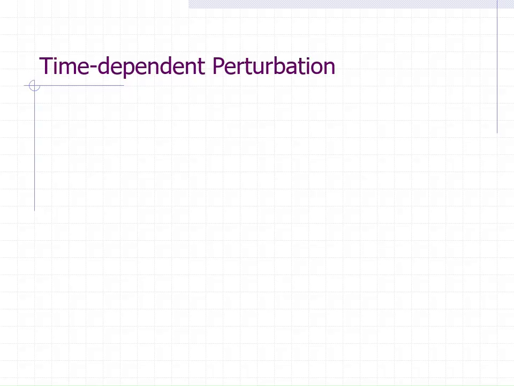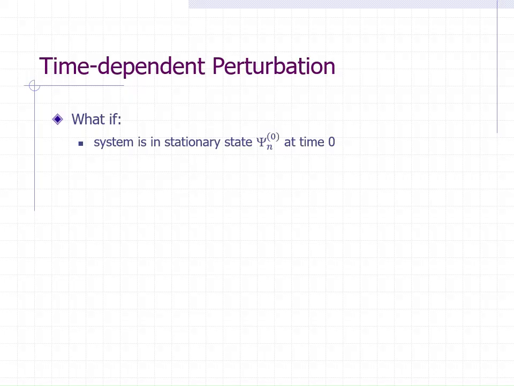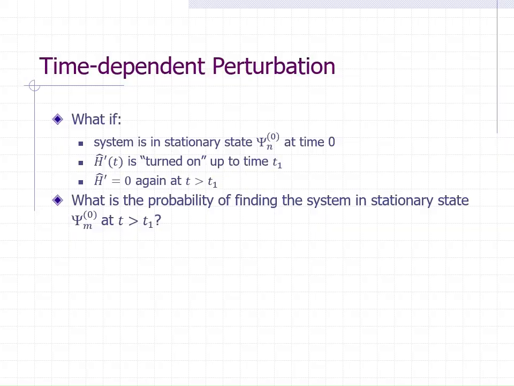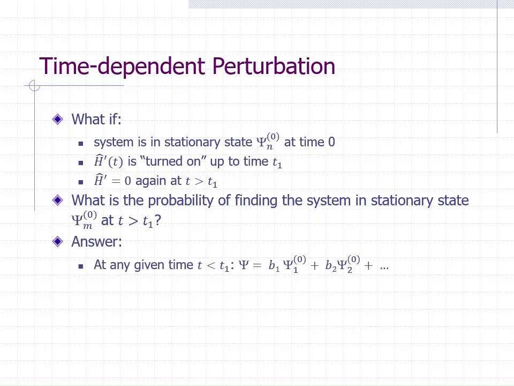Let's now look at an important application of time-dependent perturbation theory. Suppose the system is initially in a stationary state, psi sub n naught, at time 0. Then, a time-dependent perturbation, H prime, is turned on and acts on the system up to some time t sub 1. After that, for times greater than t sub 1, the perturbation is turned off again. What is the probability of finding the system in another stationary state, psi sub m naught, after the perturbation is turned off?